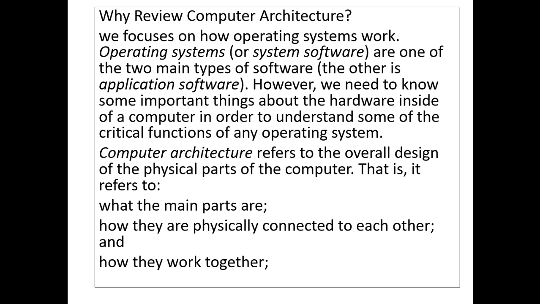Why review computer architecture? We focus on how operating systems work. Operating system or system software is one of the two main types of software. The other is application software. However, we need to know some important things about the hardware inside a computer in order to understand some of the critical functions of any operating system.